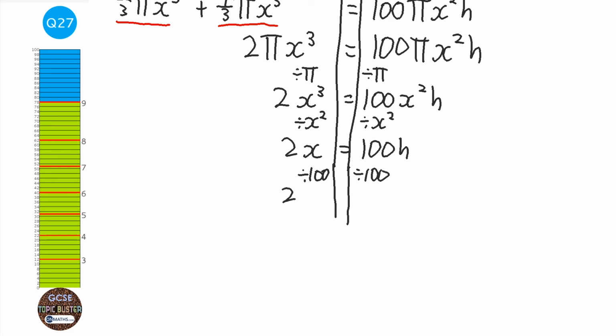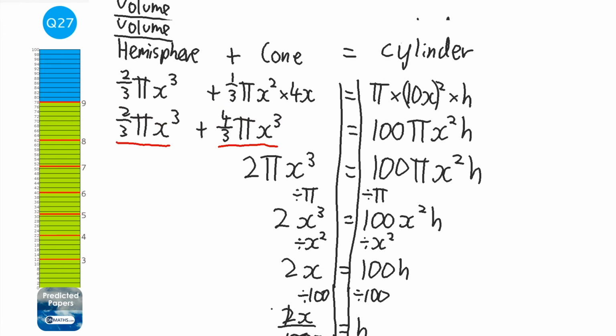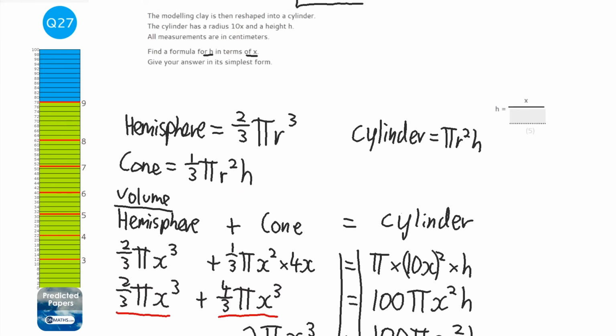And that's going to be 2x over 100 equals h, or h equals, and we can cancel the 2 and the 100. We can divide them both by 2. Equals x over 50. So our answer is h equals x over 50.